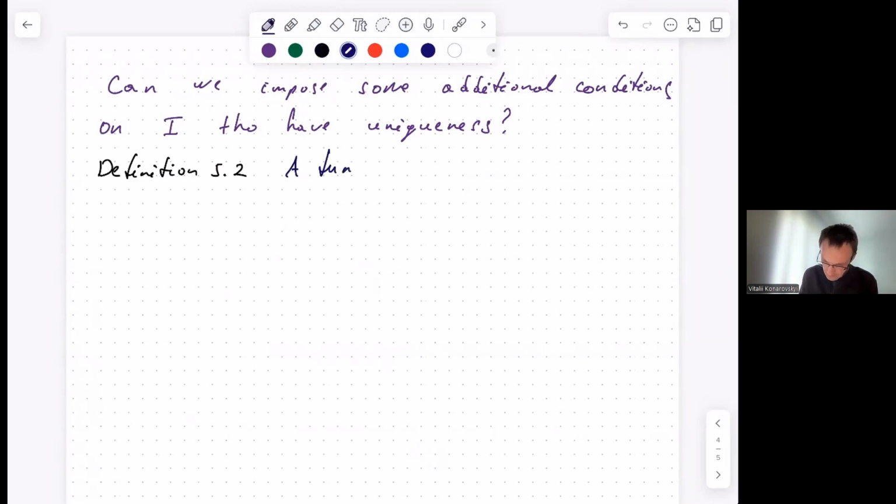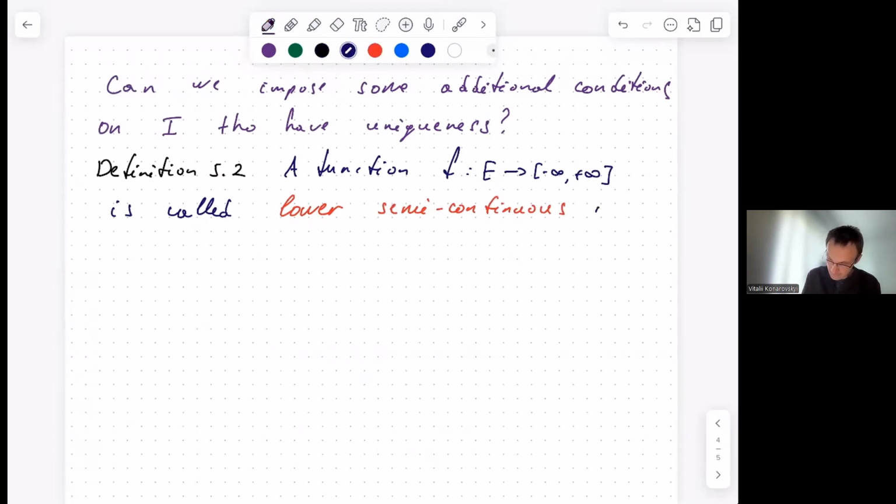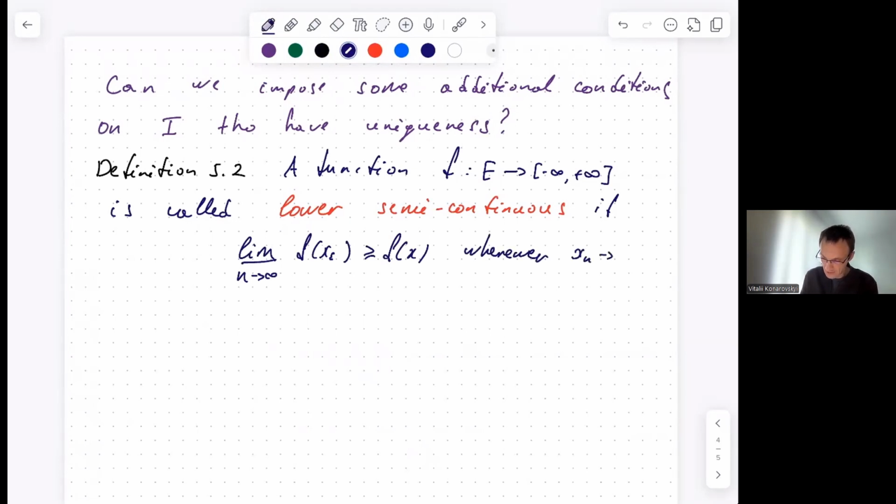A function f from the metric space E, where we consider our family of random elements or variables, to minus infinity, plus infinity, let's give the definition in the general case, is called lower semi-continuous if one has that the lower limit as n goes to infinity of f of x_n is larger or equal than f of x whenever x_n converges to x.